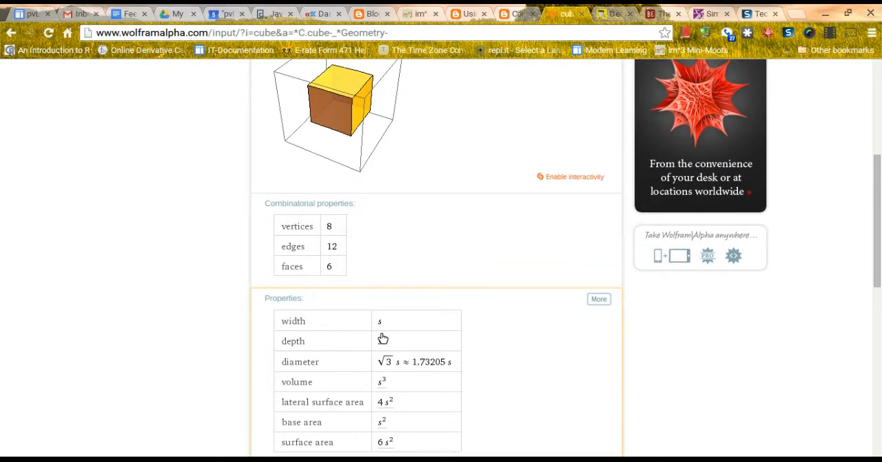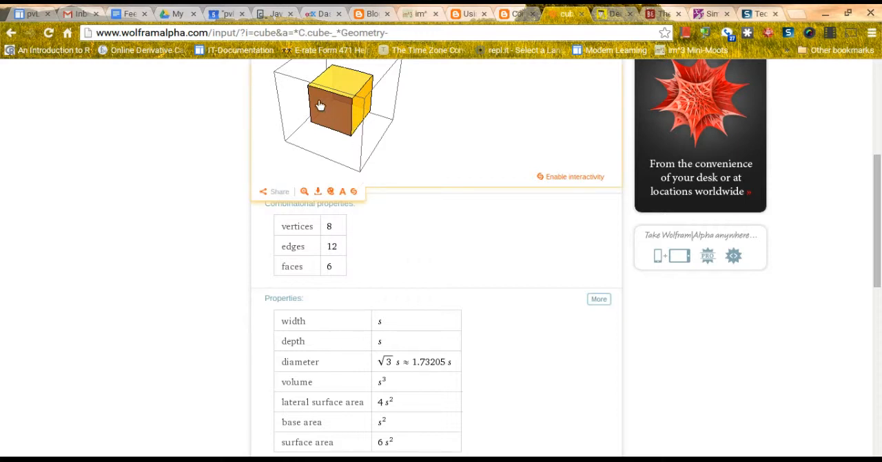So you'll have formulas for the cubes. You'll also notice here this thing called vertices, edges, and faces. This actually gets you into another domain of mathematics called topology, very advanced collegiate mathematics.